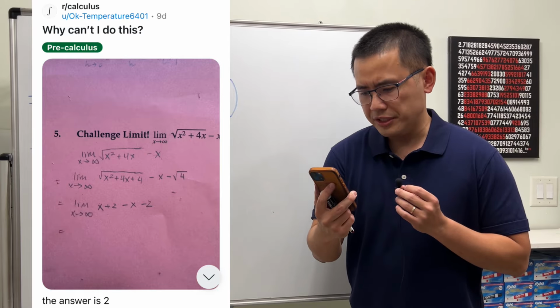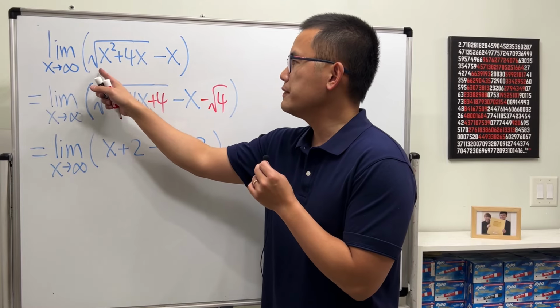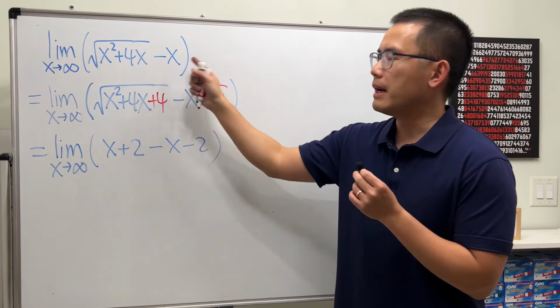Why can't I do this? Okay, let's have a look. We have the limit as x approaching infinity of the square root of x squared plus 4, and then minus x.